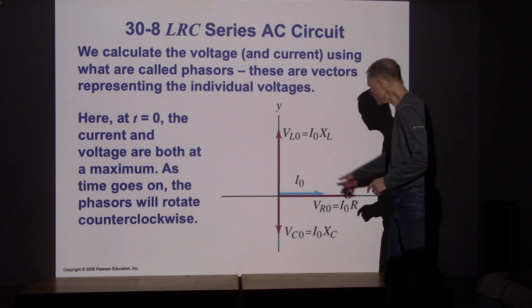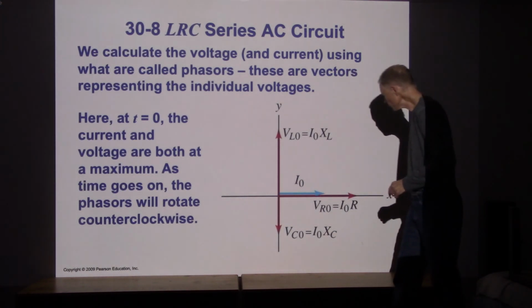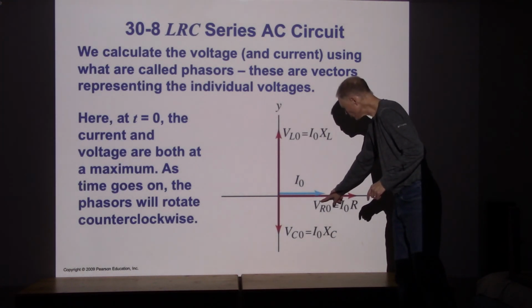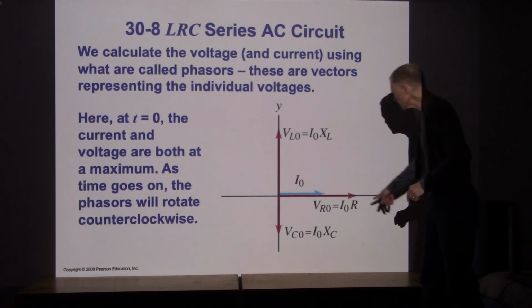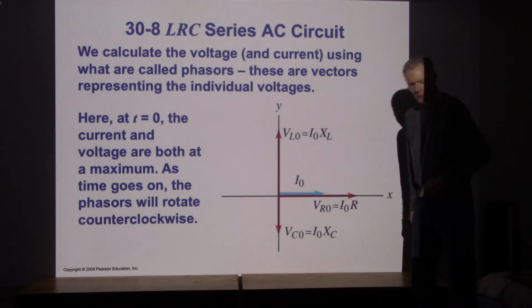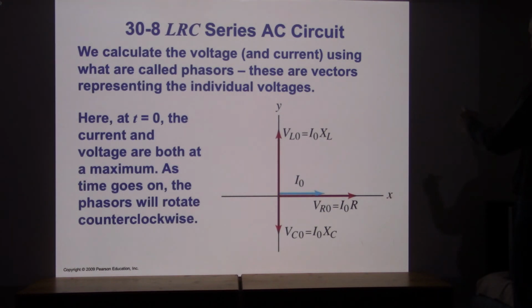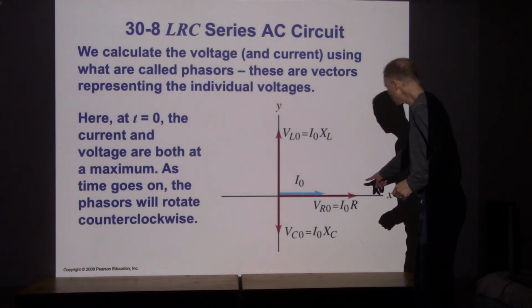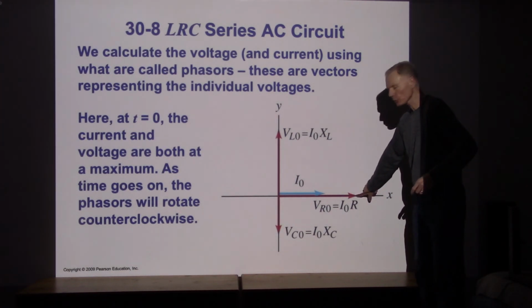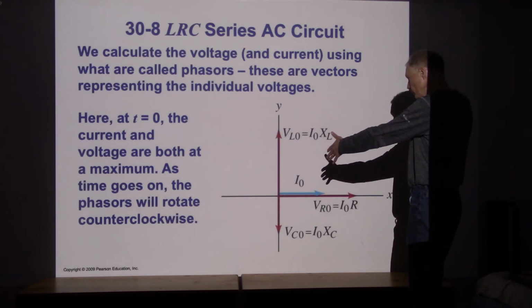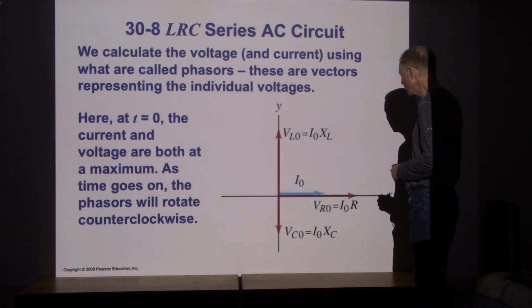Now, what we found with a resistor is that the voltage across the resistor is directly in phase with the current. So the red horizontal phasor is representing the voltage across the resistor. The length of it represents some number of volts.